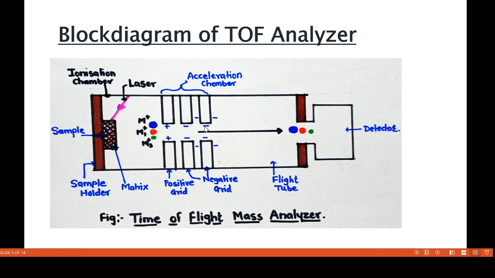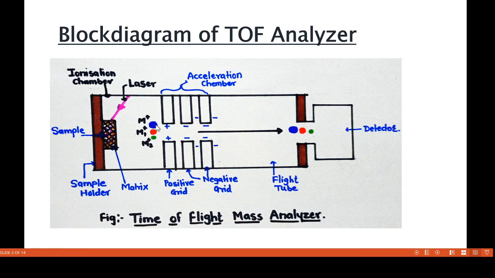After that, these positive ions are further passed into the detector. The distance from this acceleration chamber to the detector is known as the flight tube. These positive ions pass through this flight tube and reach the detector. This path is called the drift path. What is it called? Drift path. Okay. This is nothing but the block diagram of the TOF analyzer.